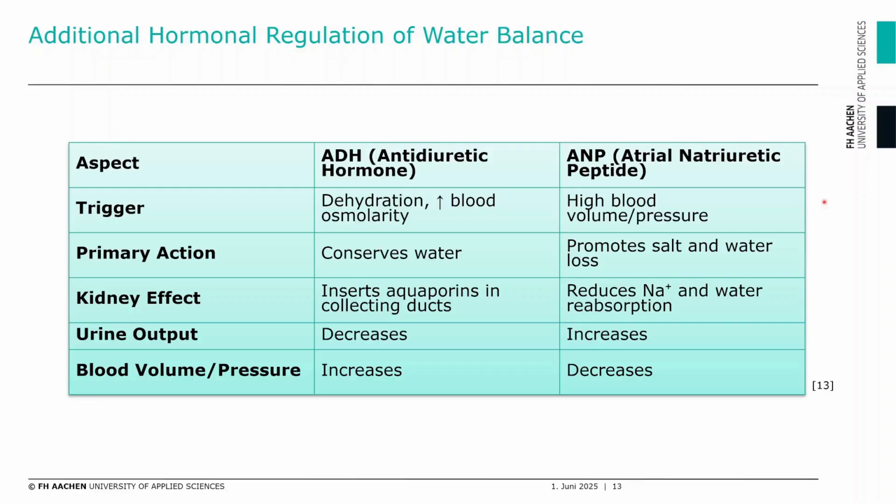Next, there's ANP, or atrial natriuretic peptide. This hormone is released by the heart when blood volume or pressure is too high. It tells the kidney to get rid of more salt and water. That means less is reabsorbed in the body, urine output increases, and blood pressure and volume decrease. In short, ADH saves water when we don't have enough, and ANP removes extra water when we have too much, keeping the body in balance.